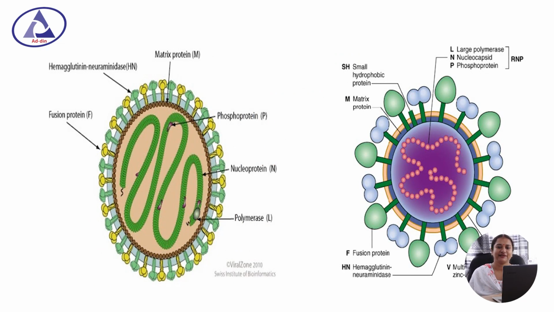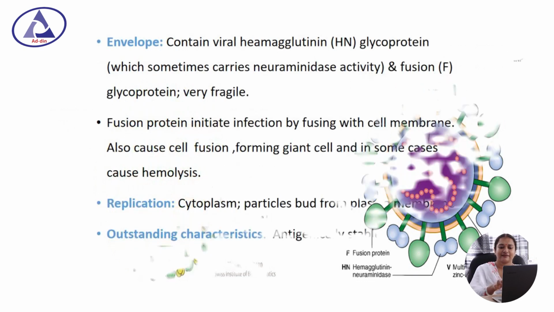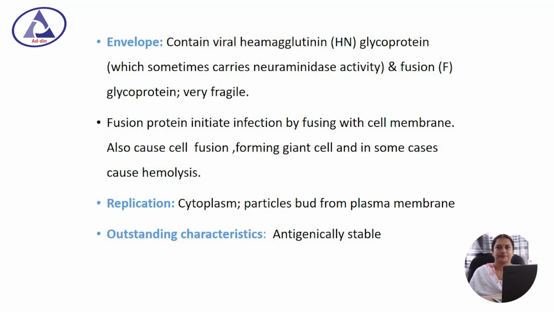The slide is showing you the structure of Paramyxovirus and its difference from the influenza virus or orthomyxovirus. The envelope of Paramyxovirus contains viral hemagglutinin and neuraminidase in a single spike and has a fusion protein which mediates fusion of the virus with the host cell. The virus replicates in the cytoplasm and is antigenically stable.